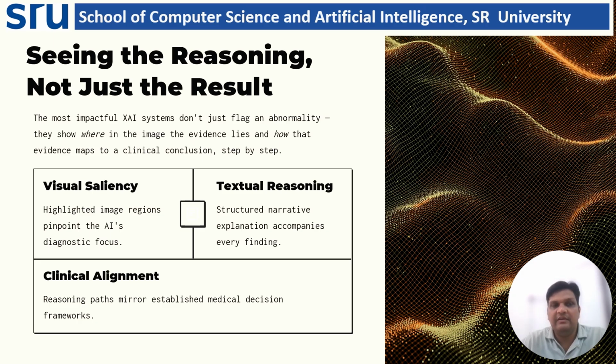See the reasoning, not just the result. The most impactful XAI systems don't just flag an abnormality, they show where in the image the evidence lies and how that evidence maps to a clinical conclusion step by step. Visual saliency: highlighted image regions pinpoint the AI's diagnostic focus. Structured narrative explanation accompanies every finding. Clinical alignment: the reasoning path mirrors established medical decision frameworks.